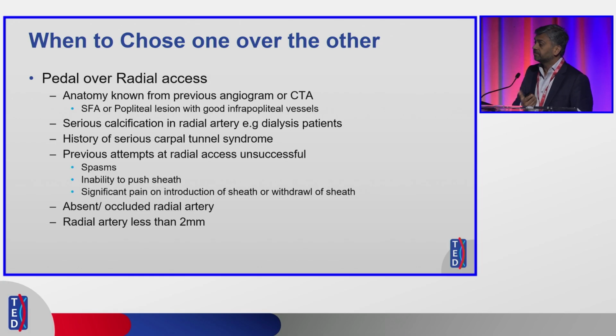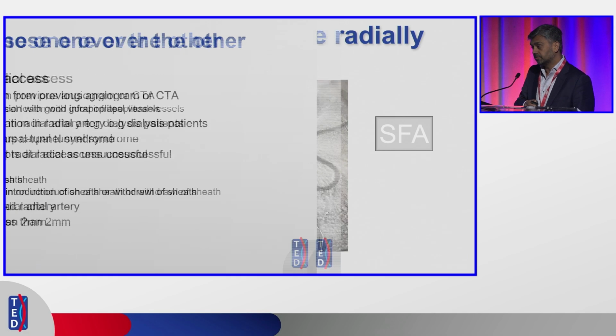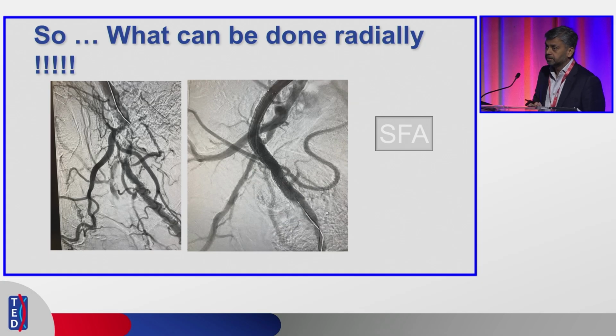If there's serious calcification in radial arteries, which is possible, if you have renal disease patients, dialysis patients, their radial arteries are very calcific. You can have an occluded radial artery or a radial artery less than 2 millimeters. Sometimes, even if the radial artery looks very big, once you stick these patients, the radial arteries go into spasm. So if you've had previous problems of pushing the sheath in or difficulty pulling the sheath out, then that could be a case for a good pedal access. But we can pretty much do everything radially.